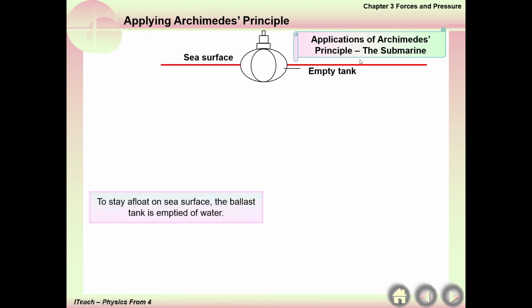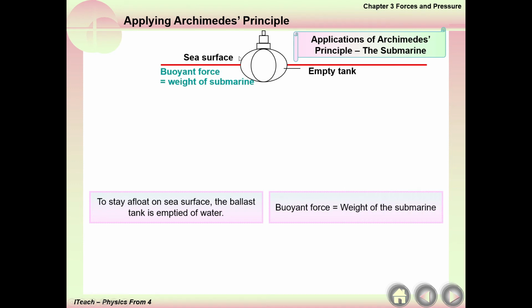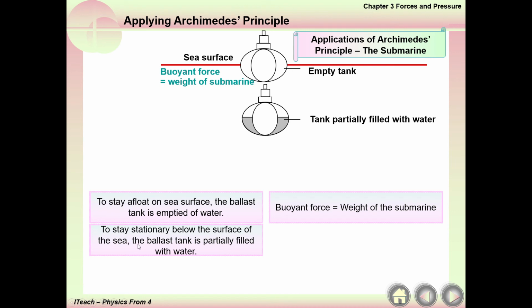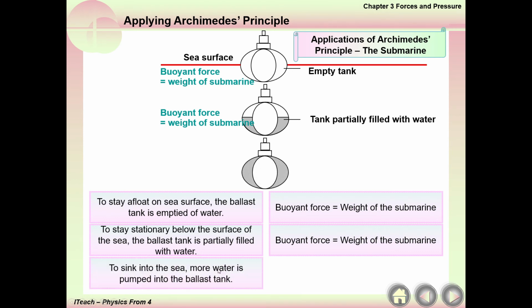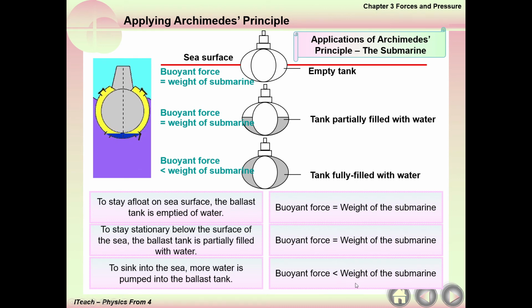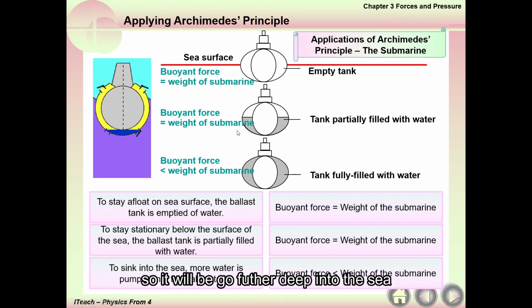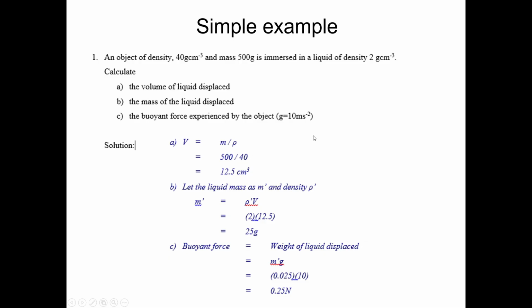Okay, the next application of Archimedes principle is the submarine. A submarine has ballast tanks. When the tank inside is empty, it stays floating on the sea surface. But to stay stationary below the surface of the sea, the ballast tank is partially filled with water, and the buoyant force is equal to the weight of the submarine. To sink further into the sea, water is pumped into the ballast tank. Then the buoyant force is lower than the weight of the submarine, so it will go further deep into the sea.